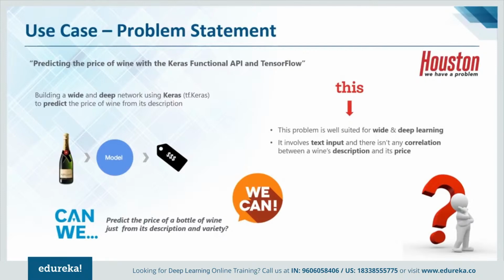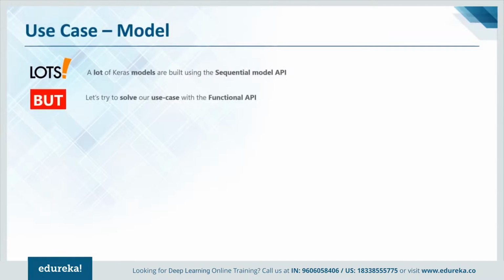Well, it involves textual input and there isn't any correlation between the wine's description and its price. Well, this is what makes it fun in my opinion, guys. So next we need to check out the model. A lot of Keras models are built using the sequential model API as I told you earlier. But let's make use of the functional API for our use case.